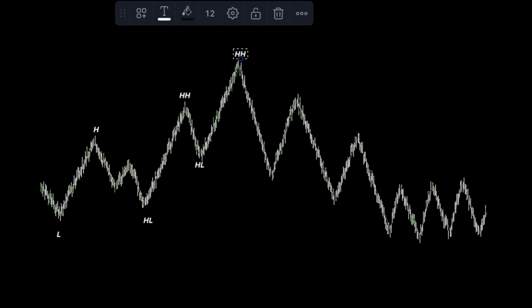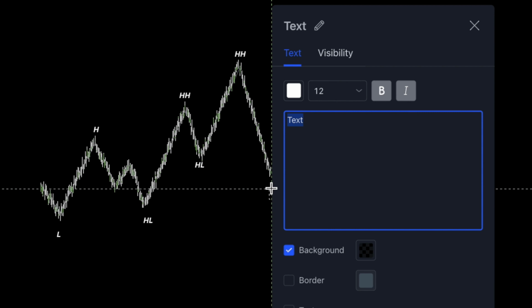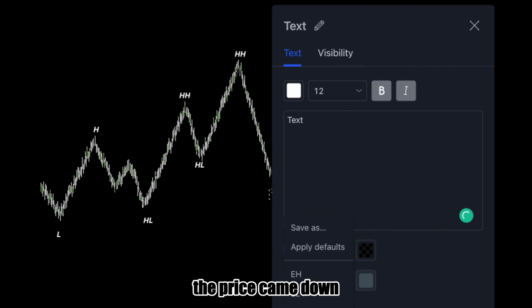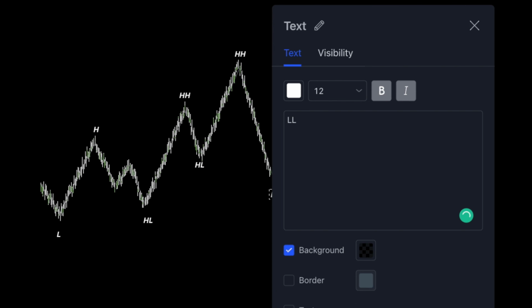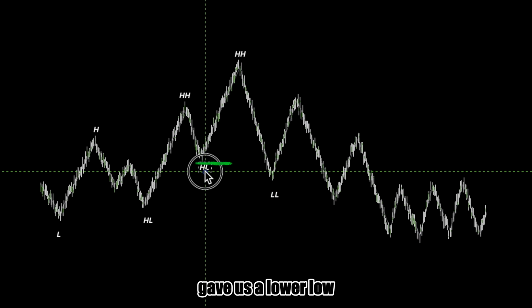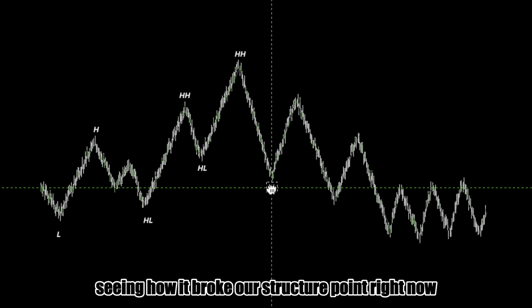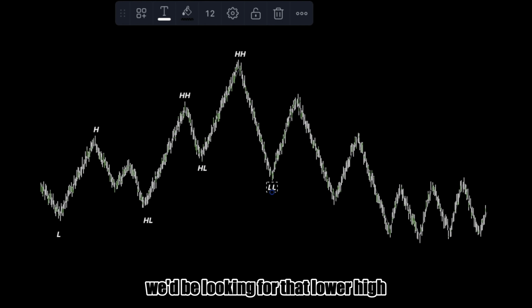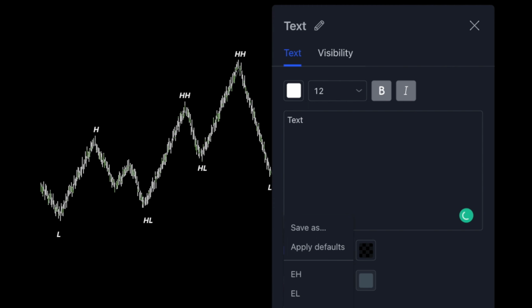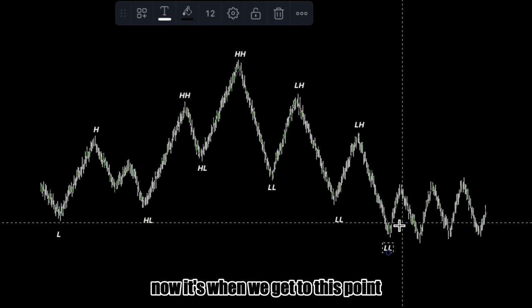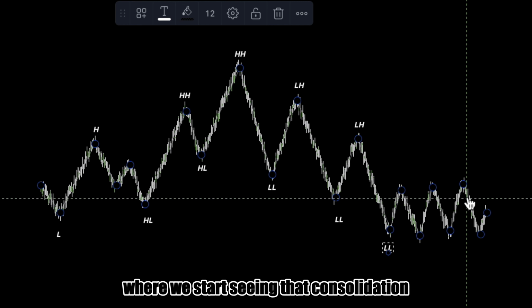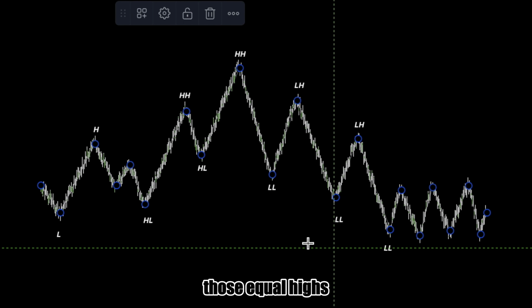Now price came down, gave us a lower low, seeing how it broke our structure point, right? Now we'd be looking for that lower high.